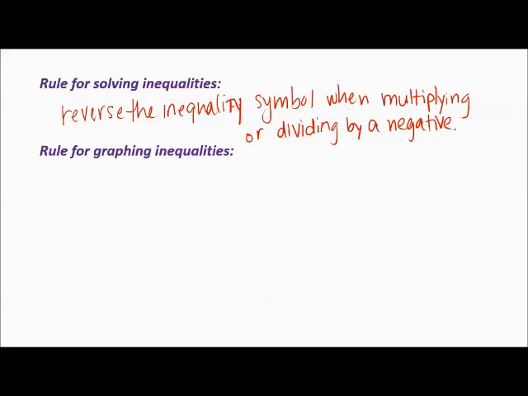The rule for graphing is that when we have less than or greater than, we're going to have an open circle, what we call an open circle. If we have less than or equal to, or greater than or equal to, we're going to be able to plot that point and have what we call a closed circle.